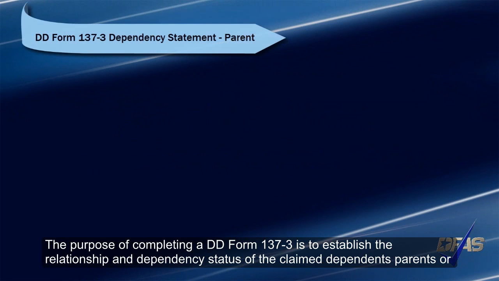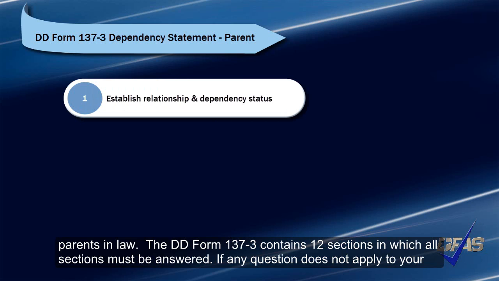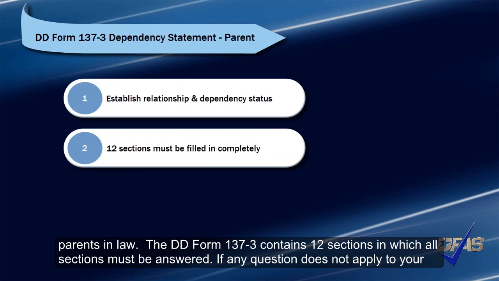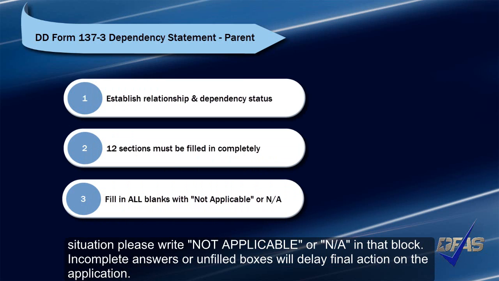The purpose of completing a DD Form 137-3 is to establish the relationship and dependency status of the claimed dependent's parents or parents-in-law. The DD Form 137-3 contains 12 sections in which all sections must be answered. If any question does not apply to your situation, please write "not applicable" or NA in that block. Incomplete answers or unfilled boxes will delay final action on the application.